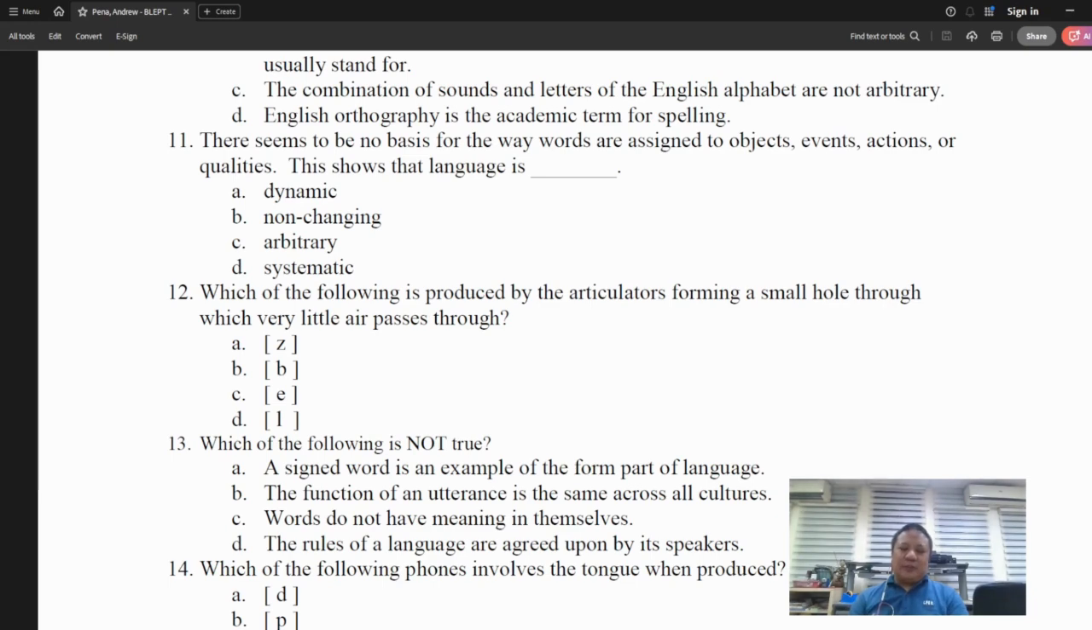Number 12, which of the following is produced by the articulators forming a small hole through which very little air passes through? A, z, B, b, C, e, D, l. The answer is A, z. When z is pronounced, the tongue and the alveolar ridge touch each other but not completely. They leave a small hole through which very little air passes through. That's why it's called a fricative.